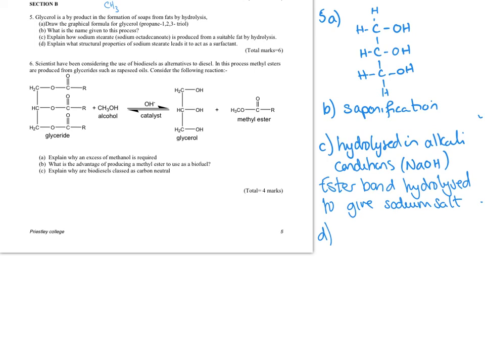Explain what structural property of sodium stearate leads to it acting as a surfactant. A surfactant is a soap. So it's got an ionic end which will dissolve in water, which is hydrophilic. Philic meaning love, so it loves water. And then it's got a hydrocarbon part which is hydrophobic. So the hydrocarbon part of the chain is hydrophobic, which means it will dissolve in fat.